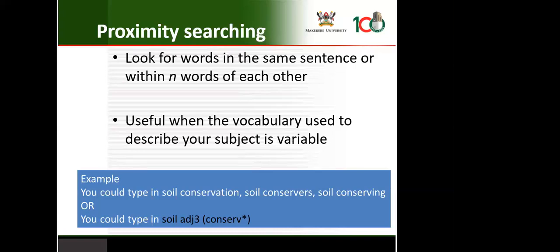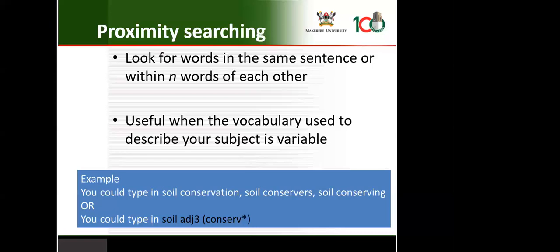But if you put soil, finish the whole sentence, then start another sentence and put conservation in the middle of it, you may get very different results. So ADJ means adjacent 3, you can do adjacent 2, you can do adjacent 4. But the more you put, the less the relevance.